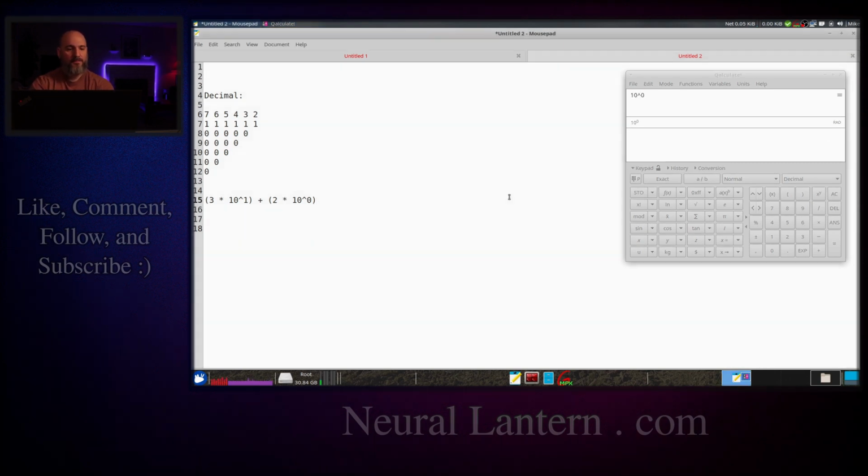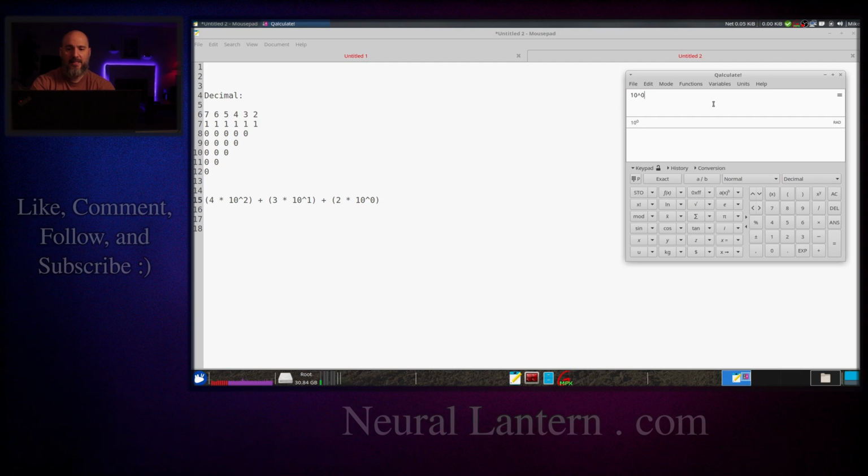So then, just keep repeating the process. We'll say, all right, the next one is 4 times 10 to the second power. And that should be 100. So if I say 10 to the second power, it's 100. All right. And we're adding all the positions together, even though we're multiplying the digit by its strength.